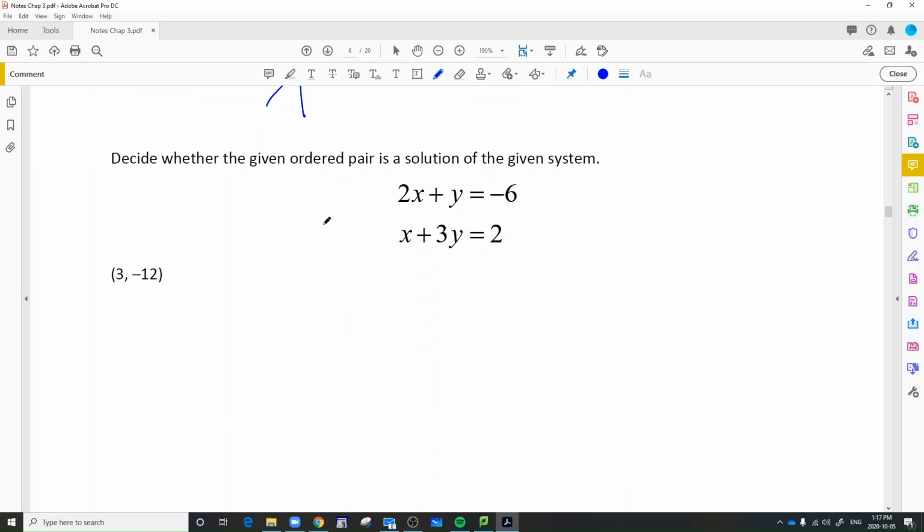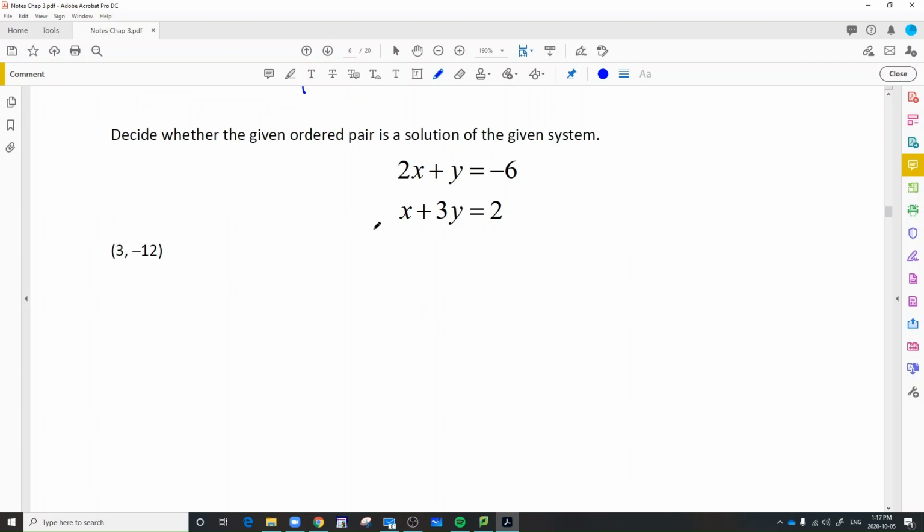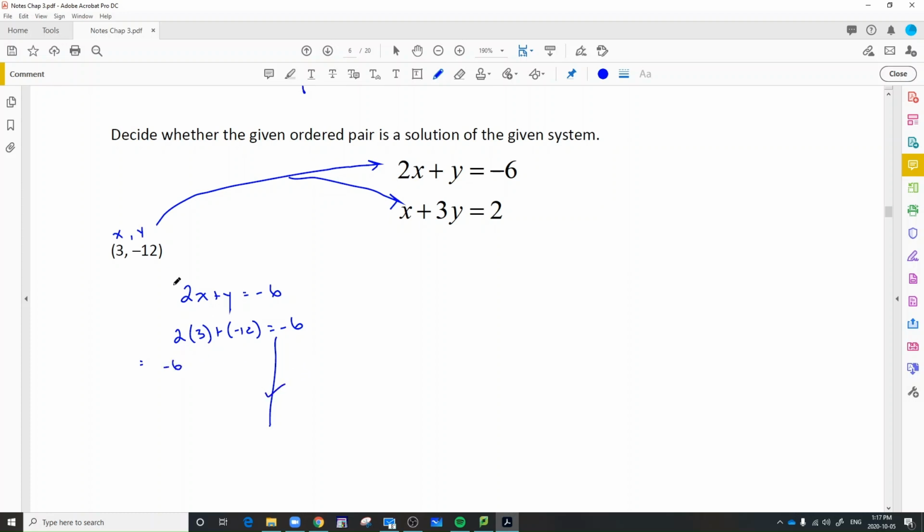So how do you decide whether a given ordered pair is a solution to the given system? You have to substitute it in for x and y in both of the equations. So we'll start with 2x plus y equals -6. If I plug in x is 3 and y is -12, does that equal -6? Well, on the left-hand side, I have +6 minus 12, which is -6. So yes, (3, -12) is a point on this line.